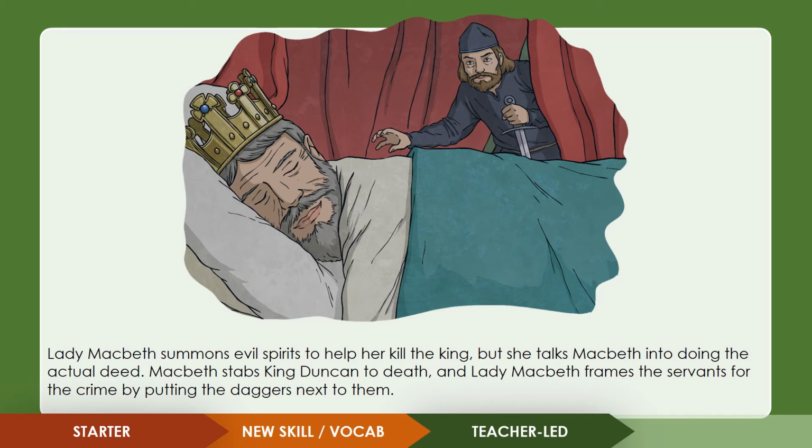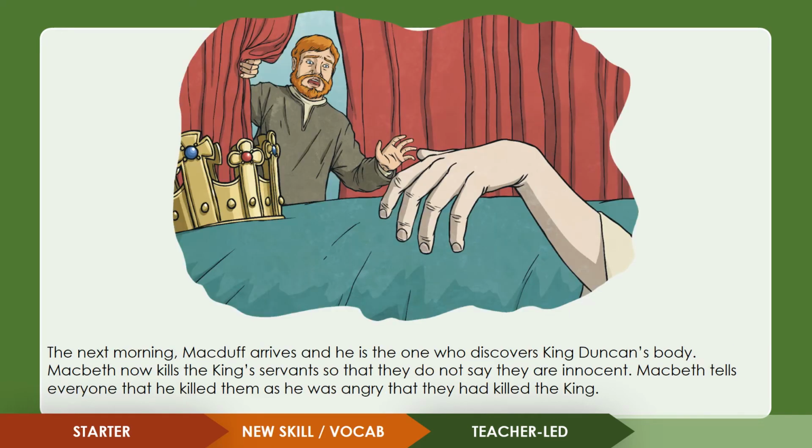So the next morning, Macduff arrives, and he's the one who discovers King Duncan's body. So Macbeth now kills the king's servants, so they cannot say they were innocent. So Macbeth tells everyone that he killed them as he was angry that they killed the king.